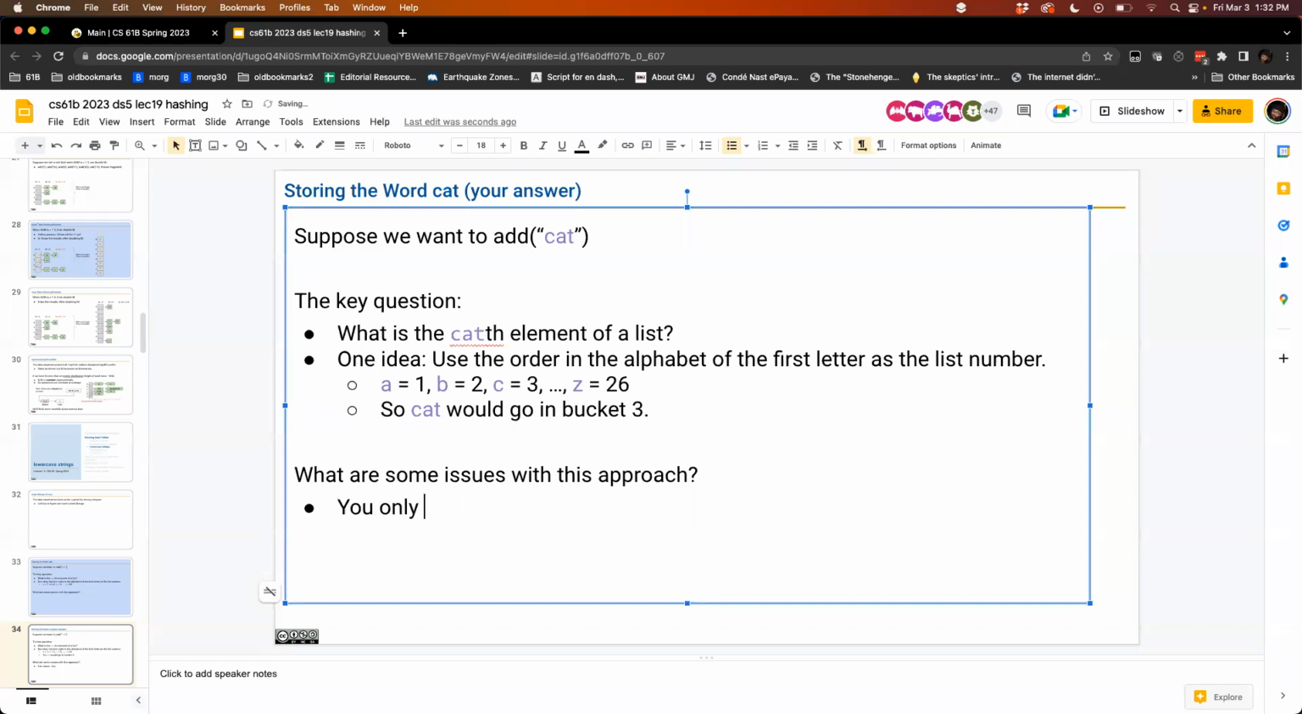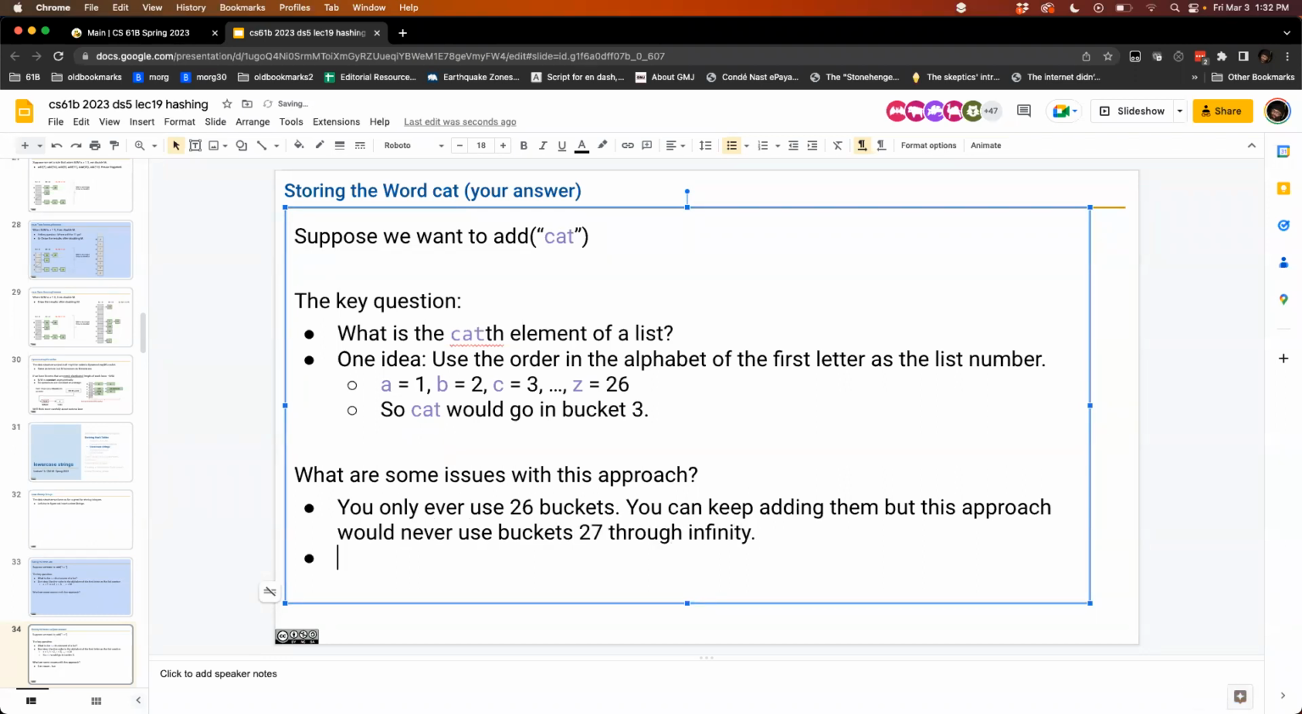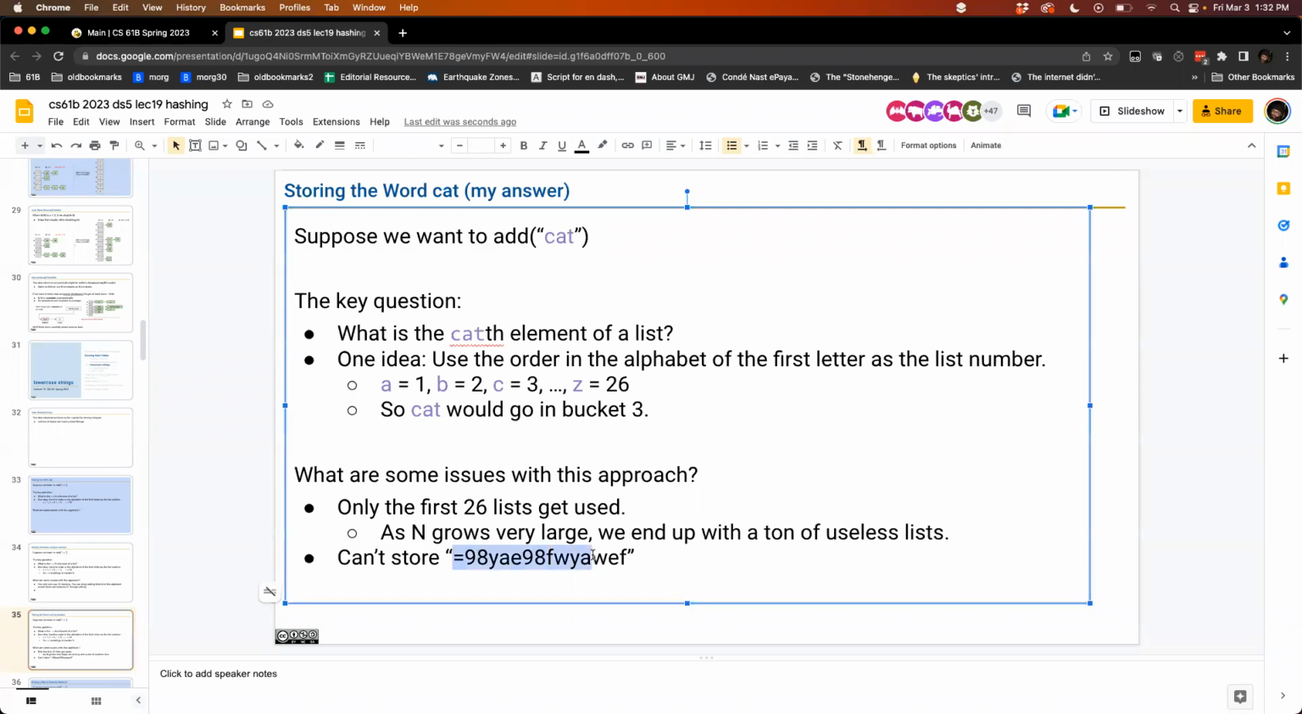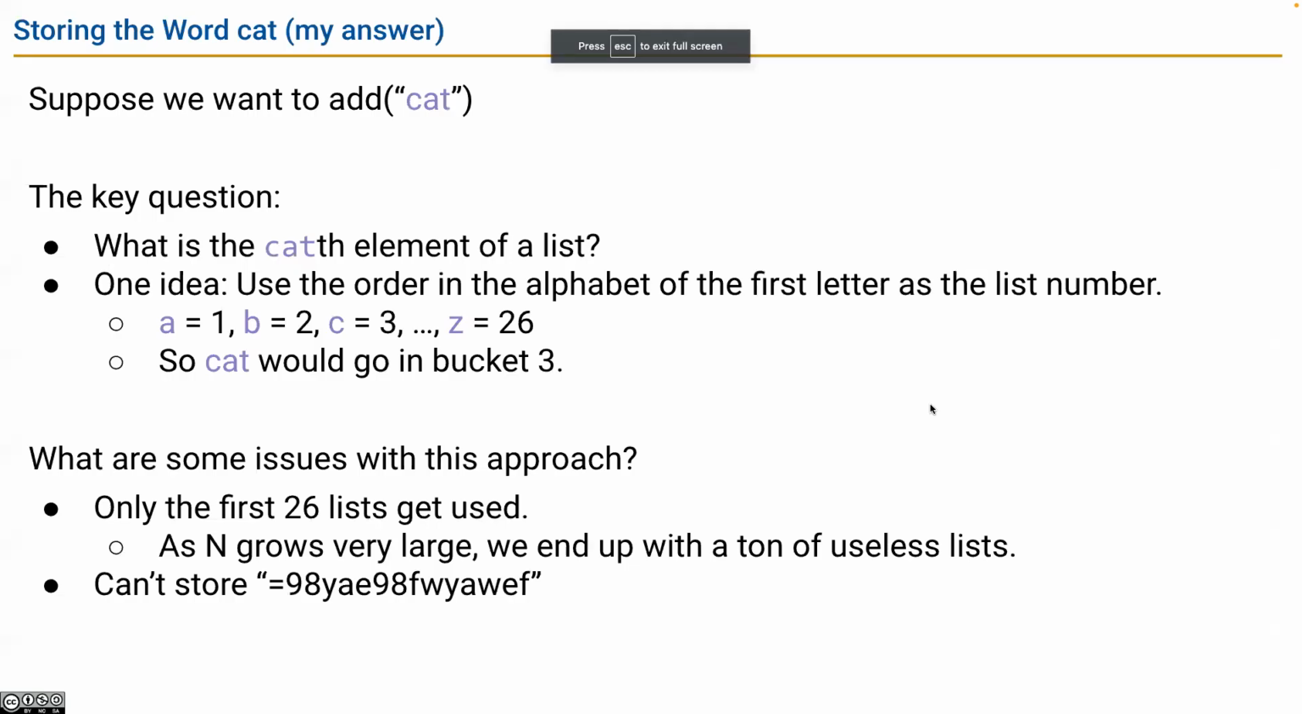You only ever use 26 buckets. You can keep adding them, but this approach would never use buckets 27 through infinity, right? Not so good. That is the main one, actually. There's another issue I have in mind, which is that you can't store other types of strings, like equals. So we end up with all these useless lists, bad buckets.